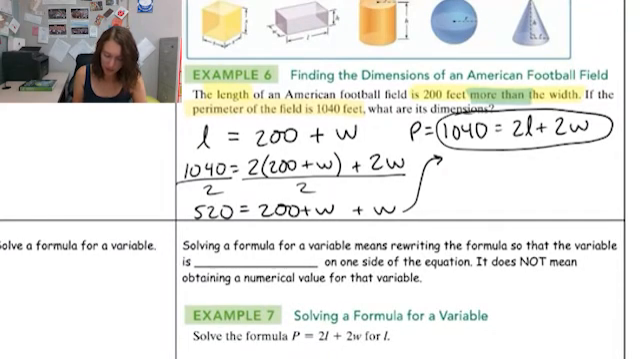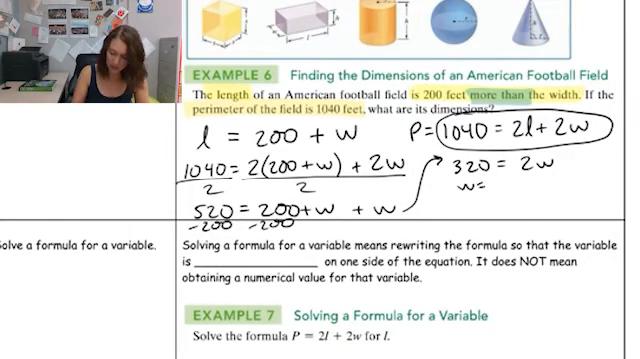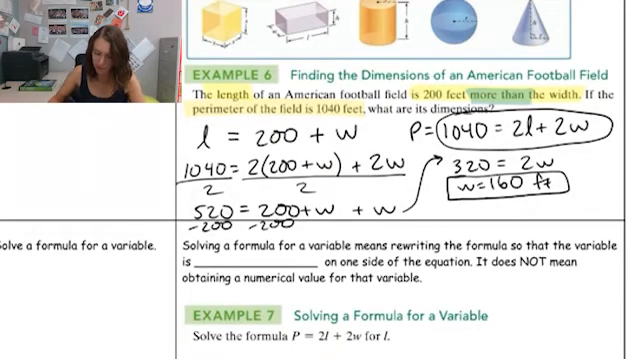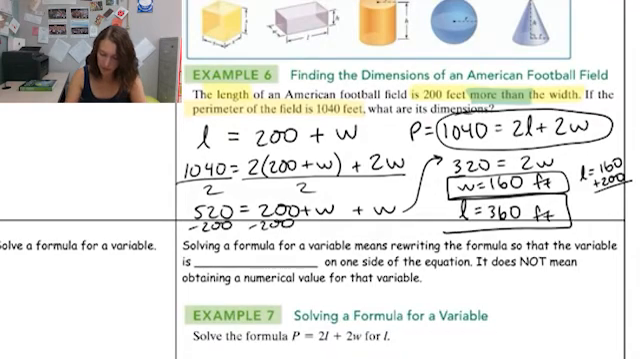All right, so let's subtract 200 to our other side. We have 320 equals 2W, divide by 2, and that's going to be 160. And our units are feet, so width is 160 feet, but it asked for the dimensions, so I also want the length. Remember, length is 200 plus W, so I'm going to take 160 plus 200, and I get 360 feet. All right, so this problem was a little easier than the last one.